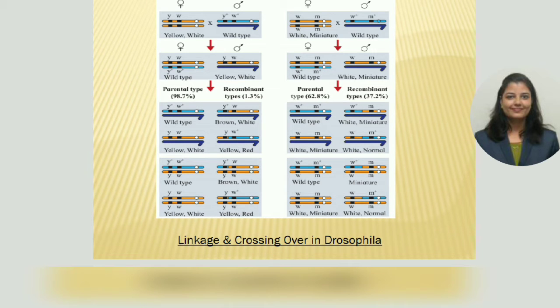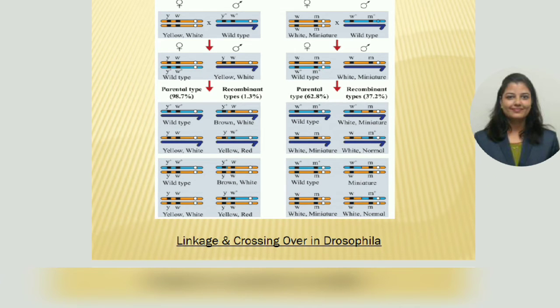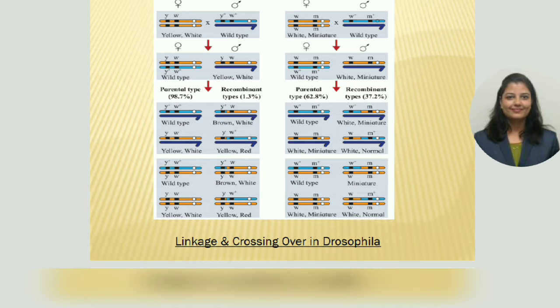So from this cross you can identify that if genes are closely located on the chromosome, then the parental type is maximum compared to the recombinant types. And in the F2 generation, the recombination or crossing over happens between the y and w genes present on the chromosome. While in cross 2, you can see that the male is wild type again, denoted by w plus and m plus, and the female is denoted by w and m, which is white and miniature.